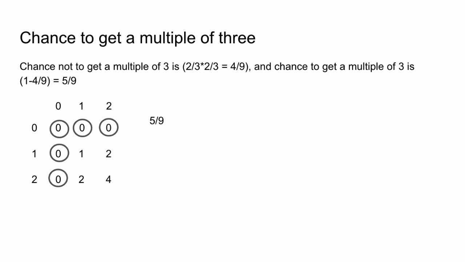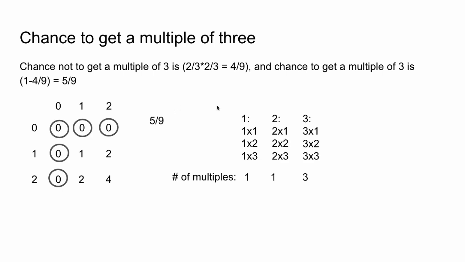Let's say we make three groups. I'll call this the one group, the two group, and the three group. In the one group is 1 times 1, 1 times 2, and 1 times 3. And the two group is 2 times 1, 2 times 2, and 2 times 3. And in the three group is 3 times 1, 3 times 2, and then 3 times 3. These groups are supposed to represent, just like this chart, every possible multiplication you can do.